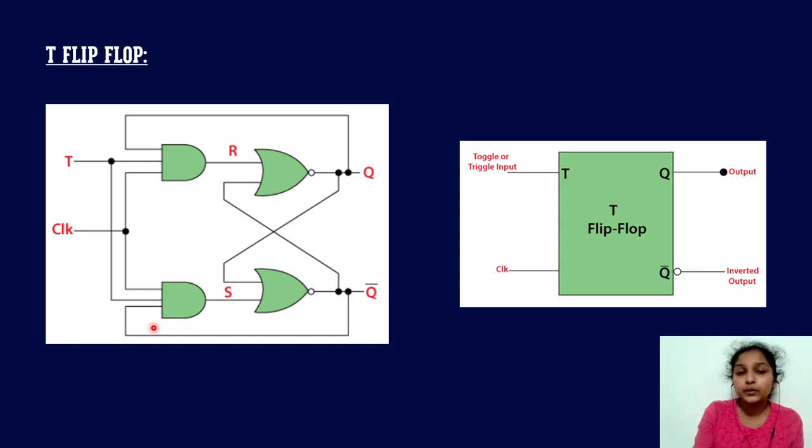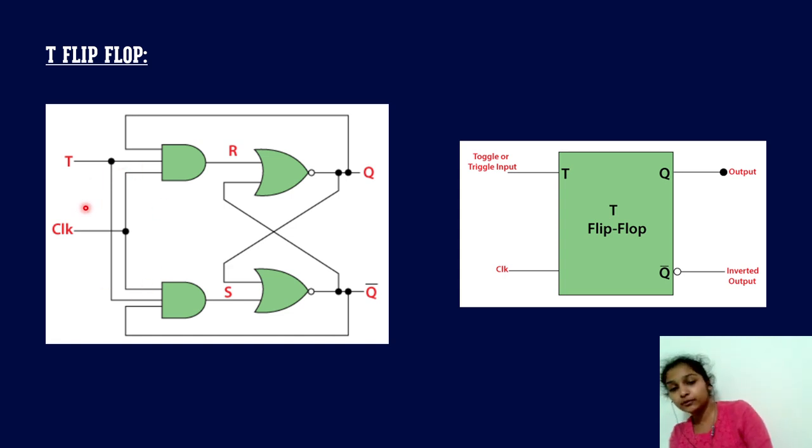If you look into the circuit diagram, we observe that it is very similar to SR and JK flip-flop. But what is the difference? Here you can see there is toggle. T is nothing but the toggle in T flip-flop. T is the input and there is only one single input. But in case of SR and JK flip-flop, we had two inputs. In case of SR we had S and R as inputs, and in JK flip-flop we had J and K. But in toggle we have only one input.